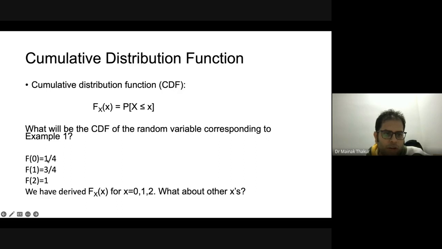F of 0 will be 1/4, f of 1 will be 3/4, f of 2 will be 1. For any value greater than 2, f of x will be 1. For any value x less than 0, f of x will be 0. So like that, the cumulative distribution function should be defined for all x. That's what is meant. We have only defined it for 0, 1, 2, but as x is on the real line, it should be defined for all x.